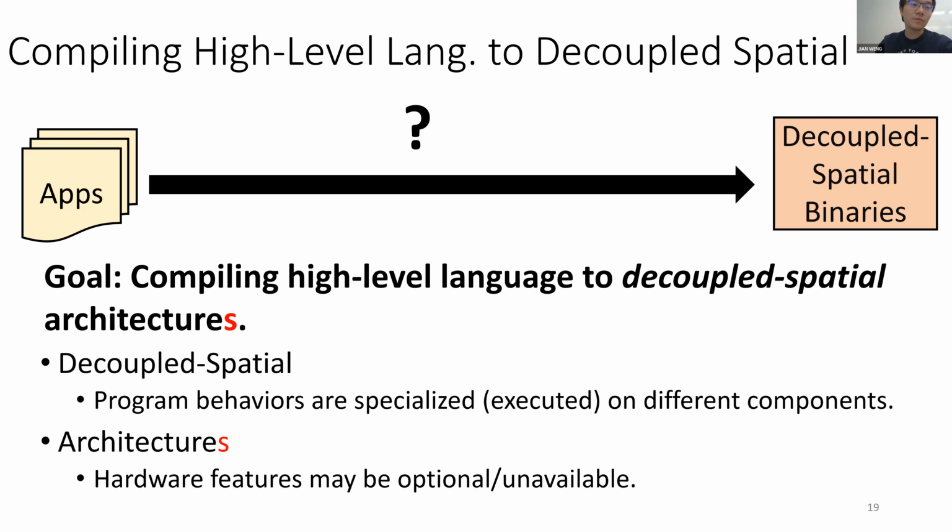And as I mentioned before, there are 2 key challenges of the compiler. First is that our decoupled spatial execution model makes explicit separation between the computation and memory access. We should determine how they are decoupled. The other is the architectures. We are not targeting a single architecture. We're targeting a family of architectures with different features integrated.